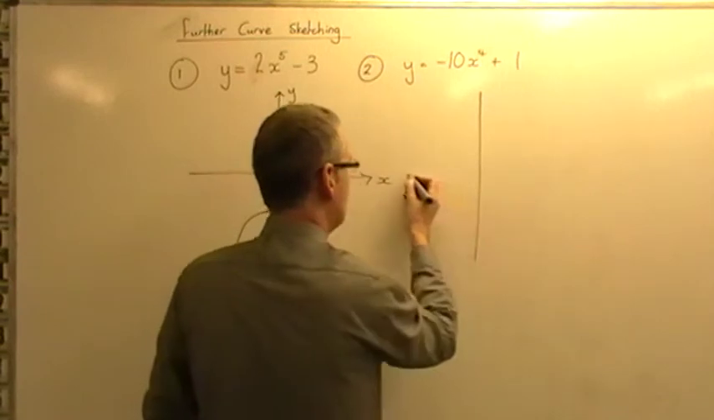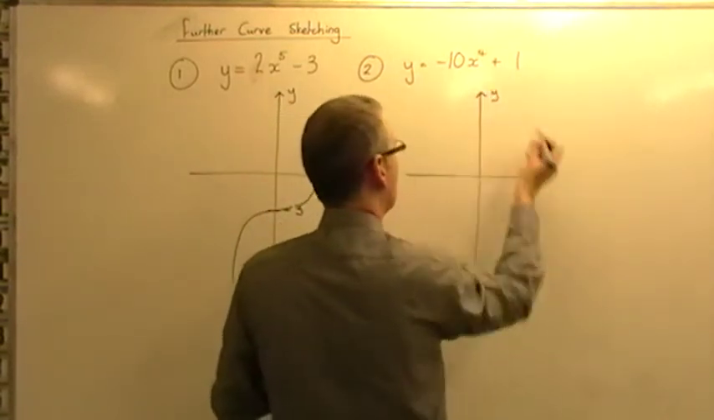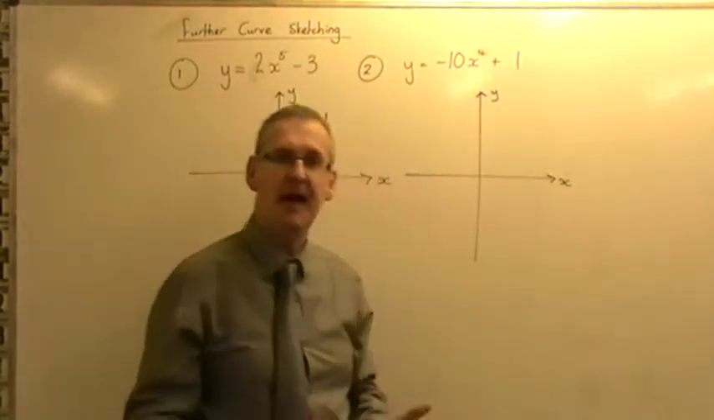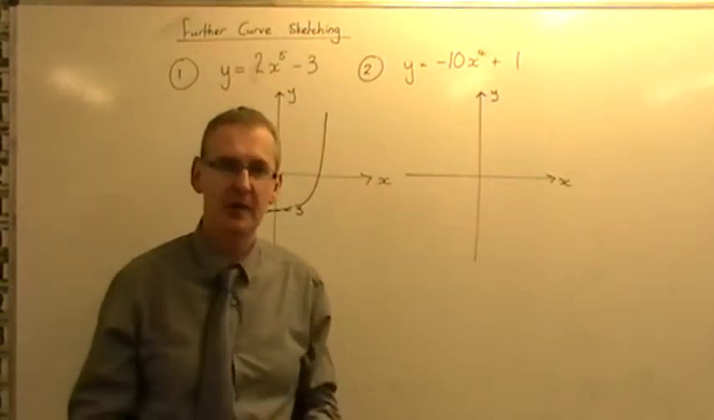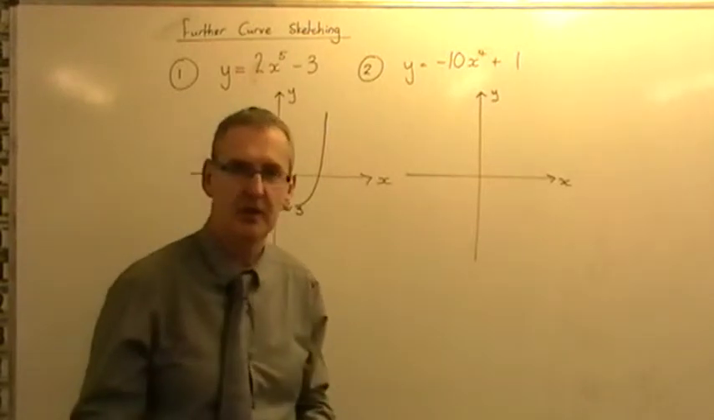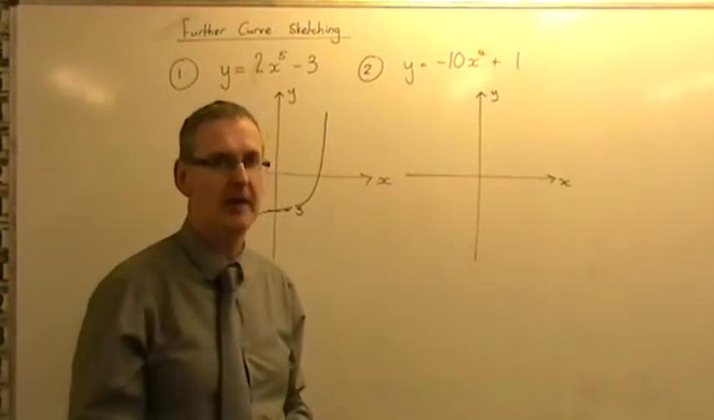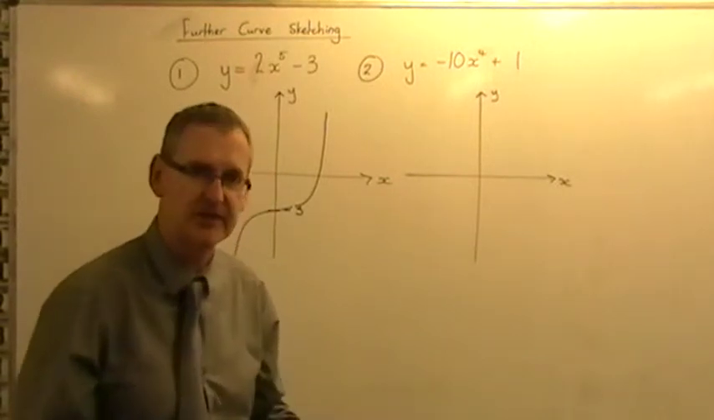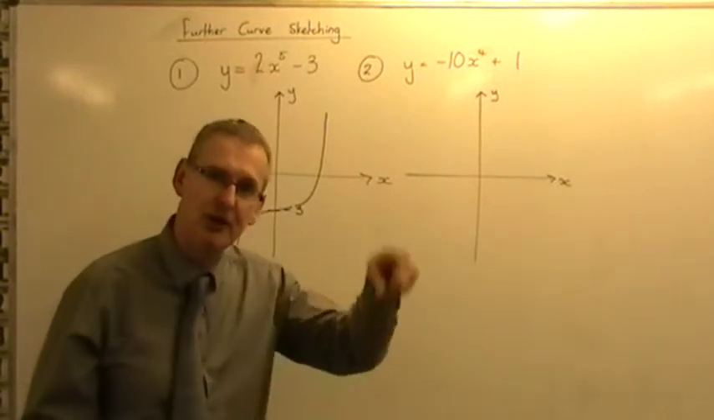Okay, number 2, something very similar. We've got this time an x to the 4 graph taking place. Well, remember x to the 4 graph has got an even power, so as we discussed in the previous video, all even powered graphs, so like y equals x squared, y equals x to the 4, y equals x to the 6, they all will give you a U-shape.